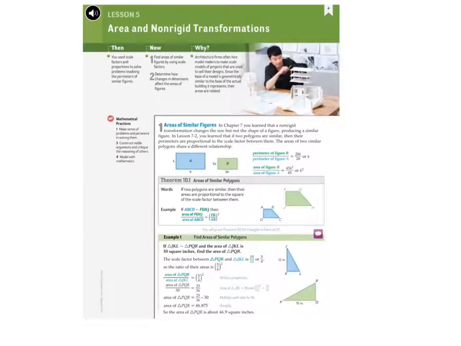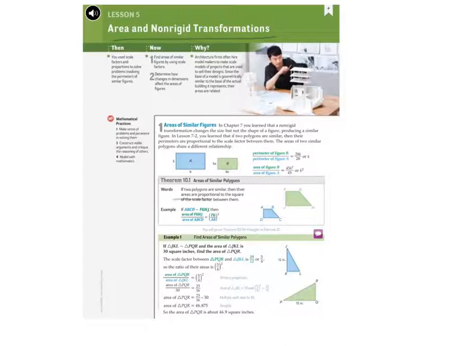Alright, so now we're moving on to 10.5, area and non-rigid transformations. It's work you've done before, so there's no new vocabulary. Now again, make sure that you read what it's asking you for, which in this case, you need to find the scale factor. So bearing in mind that you always put whichever way that the question is asking you.